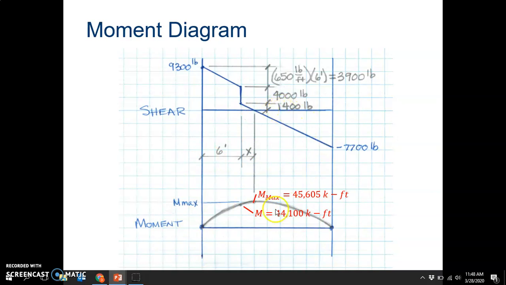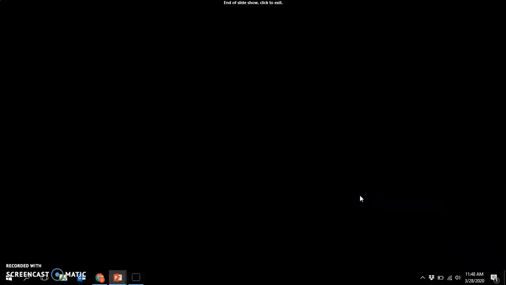And then we go down this value right here. And even though the values of the areas weren't exactly the same because of rounding, we know that it's going back to where it started from. So then we just curve back down to 0. And that concludes moment diagrams.